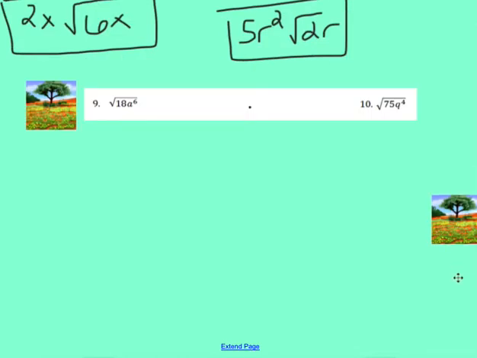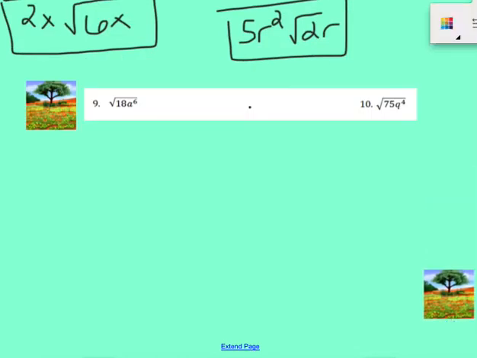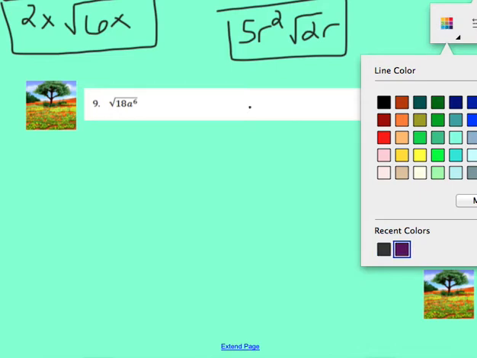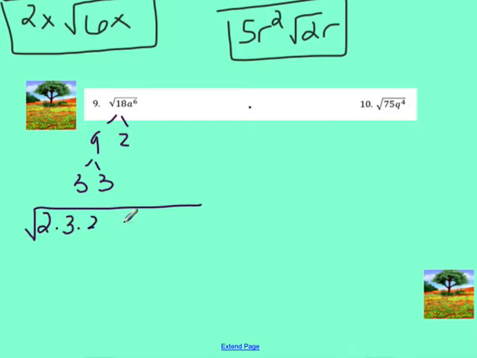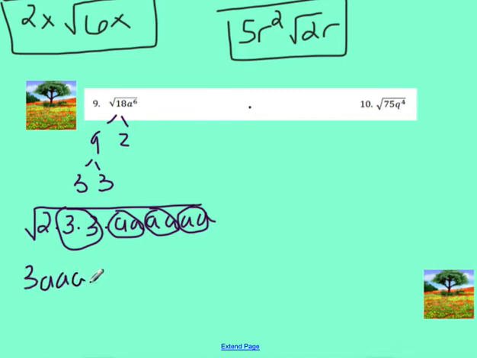All right, so let's take a look at number 9. So we want to break down 18, and I'm going to change my pen color just for fun. So 18 I can break down into 9 and 2, and 9 I can break down into 3 and 3. So then left underneath the radical, I have 2 times 3 times 3, and then I'm going to have 6 different a's. I have a pair of 3's here, pair of a's, pair of a's, pair of a's. So I have 1 pair of 3, and then I have 3 pairs of a's, so I'm going to write 3 a's on the outside.